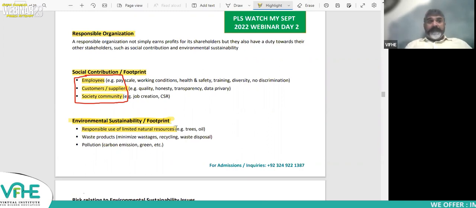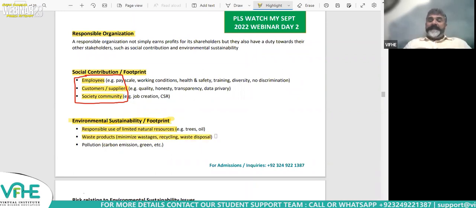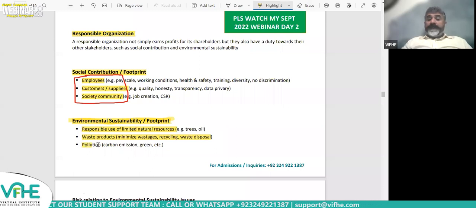The CBE itself is a paperless thing, right? Previously, when the papers were manual, too much papers and trees. So you see, we have to responsibly see that we don't waste the natural resources. How do we handle our waste products? Recycling, disposal, all those aspects. Also pollution like carbon emission, etc. So these are environmental aspects which you need to consider.